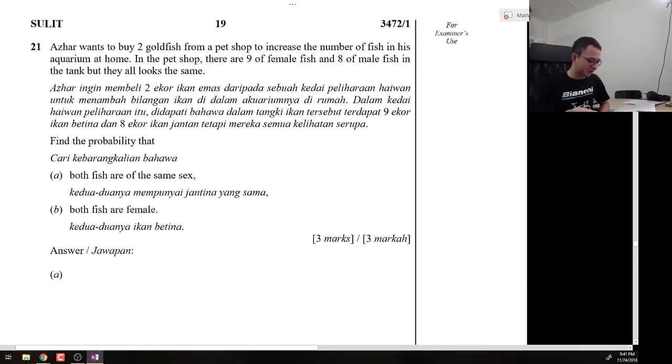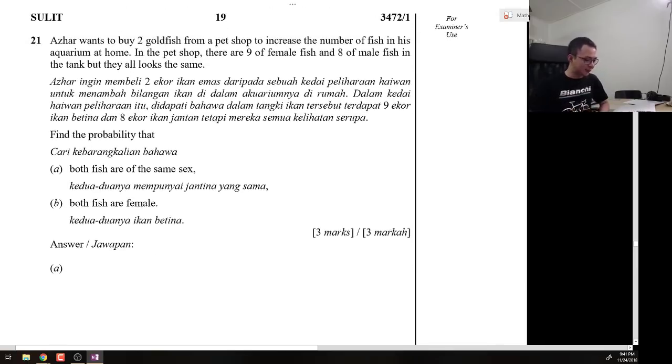Alright, so question 21. The author wants to buy 2 goldfish from the pet shop to increase the number of fish in his aquarium at home. In the pet shop, there are 9 female fish and 8 male fish in the tank, but they all look the same. Find the probability that both fish are the same sex. So that means they only want to select 2, right? They can be both female fish plus both male fish.